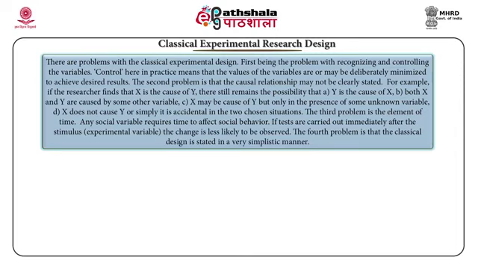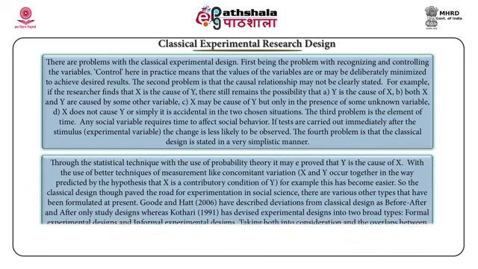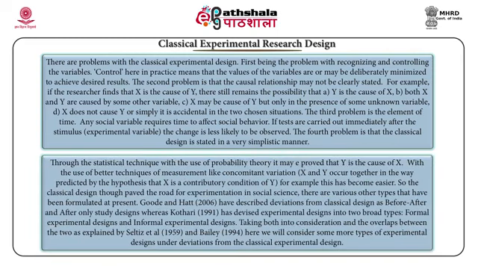The fourth problem is that the classical design is stated in a very simplistic manner. It is stated in a quantitative form. Through statistical techniques with the use of probability theory, it may be proved that X is the cause of Y. With the use of better techniques of measurement, like concomitant variation, for example, this may become easier.